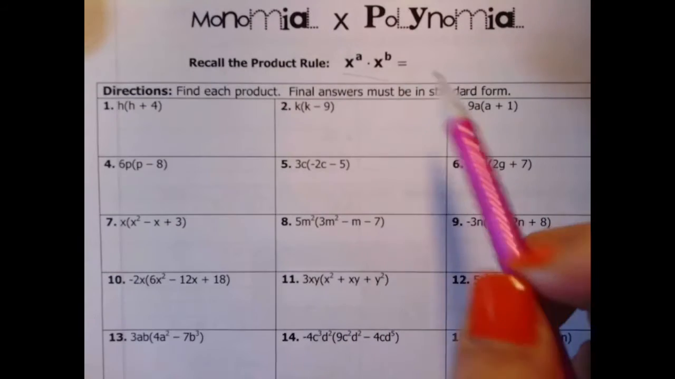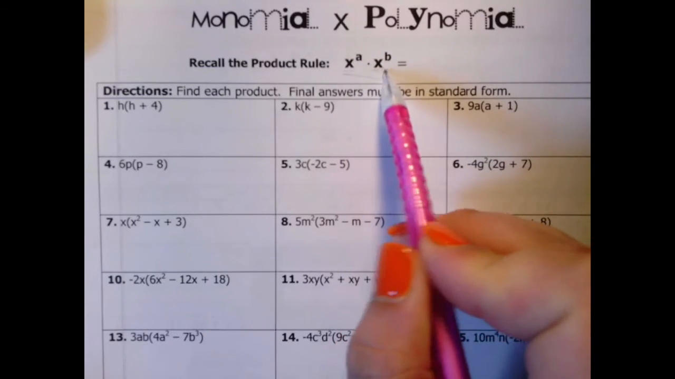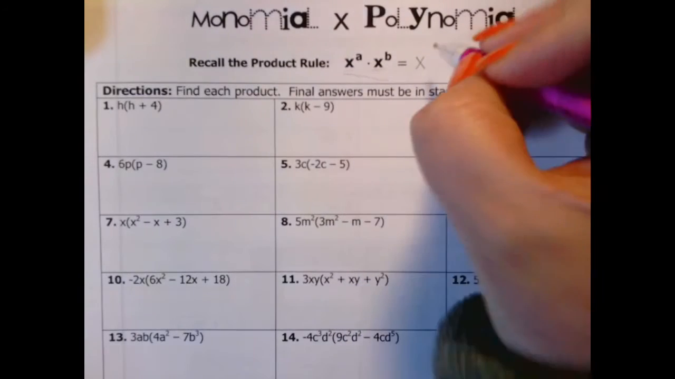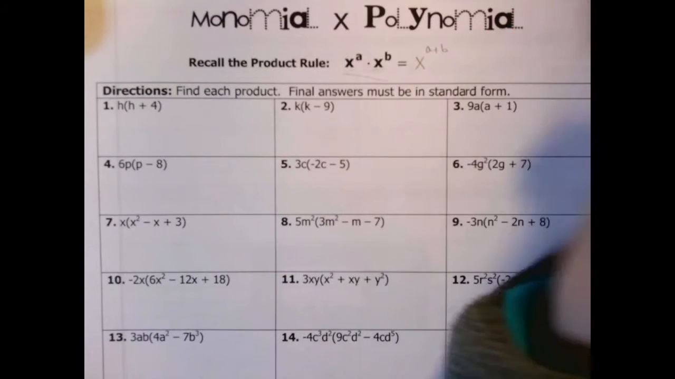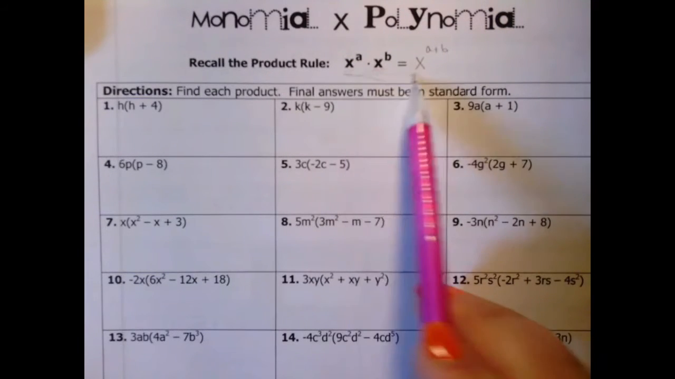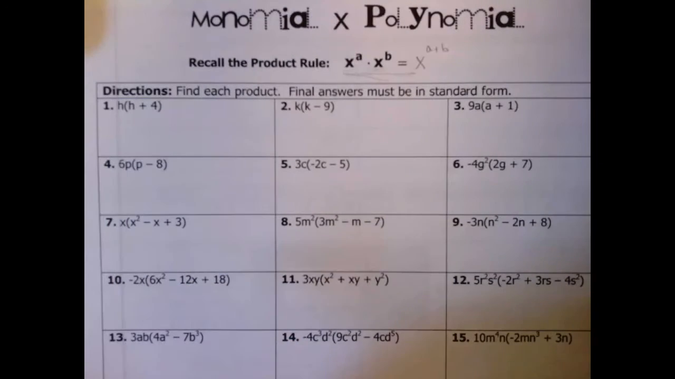So when we're multiplying, we have our variables with our exponents. We're going to keep our base and add our exponents, a plus b. So when we are multiplying a monomial by a polynomial, we're going to be using our product rule. So for example 1, I have h times the sum of h plus 4.